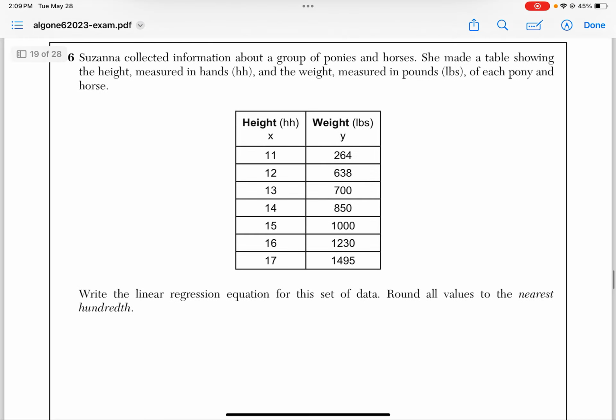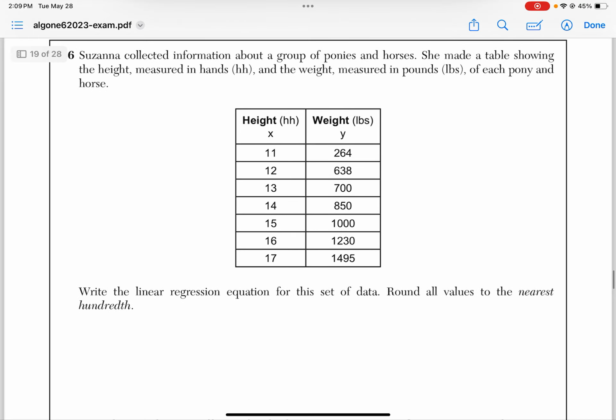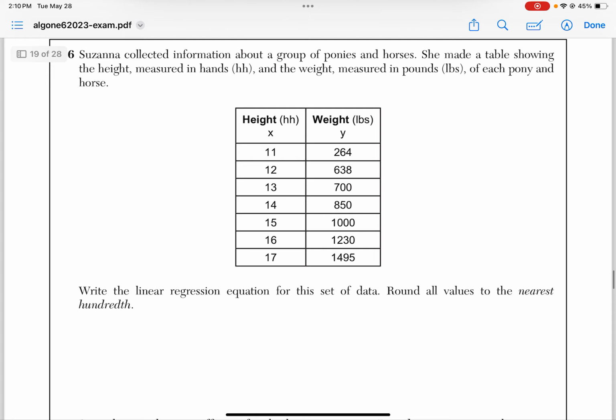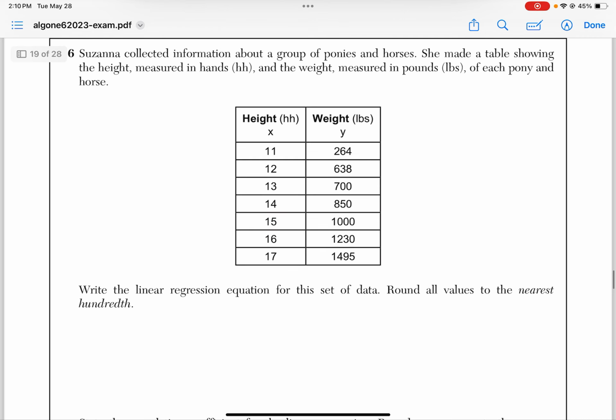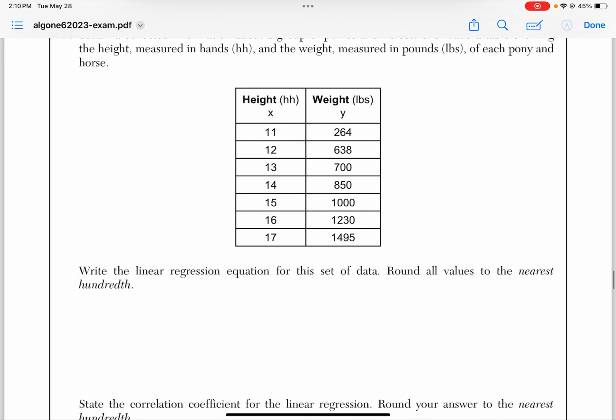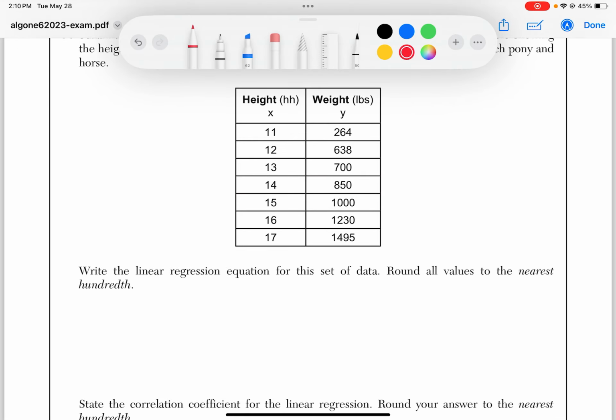Susanna collected information about a group of ponies and horses, and she's going to make a table of their height measured in hands. No idea what that means. And their weight measured in pounds. And it wants a linear regression equation. So this is stats. So we're going to stat, edit, and you're going to put that data in. This is going to be my first list, and that's going to be my second list. Allow me to do that now.